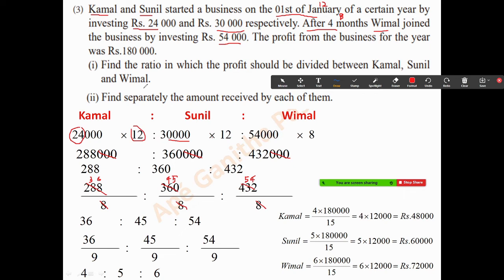So what is the answer? Find the ratio in which the profit should be divided between Kamal, Sunil and Vimal. According to which ratio should that profit be divided? In the ratio of 4 to 5 to 6, the profit should be divided among those 3 persons.